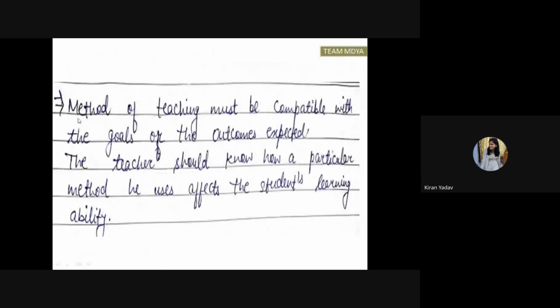We were here. The method of teaching must be compatible with the goals or outcomes expected. The teacher should know how a particular method he uses affects the student's learning ability. So the teacher should use a method according to what the goal of teaching is and what he wants from the teaching learning process. What are his goals and outcomes? And a good teacher should know which method to use for which group of students and how that affects their learning ability.